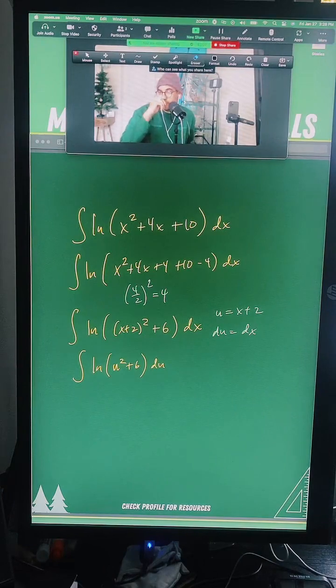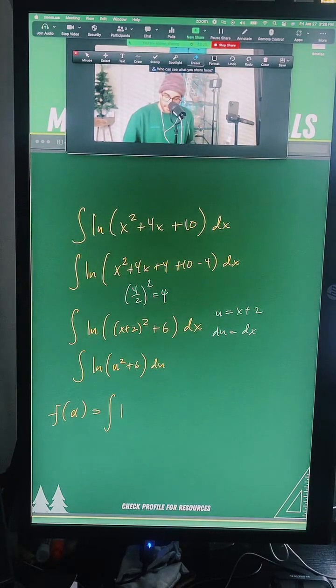And then now we need to ask ourselves, well, how do we integrate this? Something tells me this is a Feynman technique. And if you guys remember the Feynman technique, it's where you have to create another equation in terms of alpha and maybe change this up. This is going to be like natural log of u to the power of alpha plus 6 du. Yeah, but that's not going to work. There's just no way. And the Feynman technique is totally advanced.